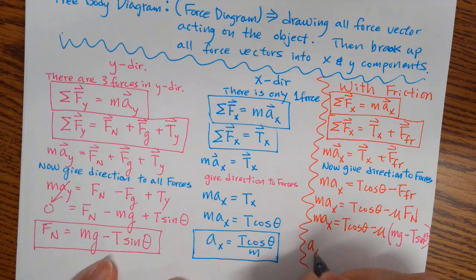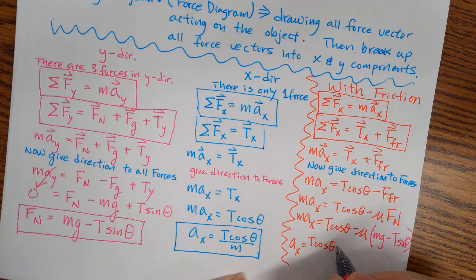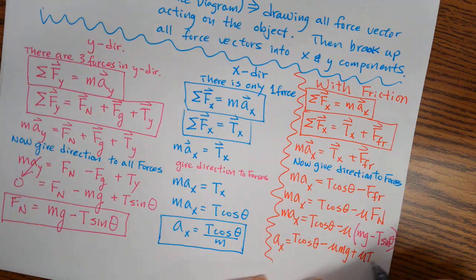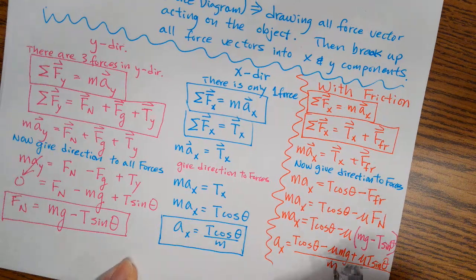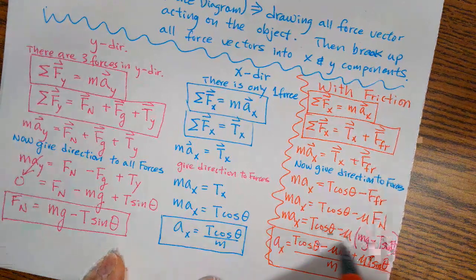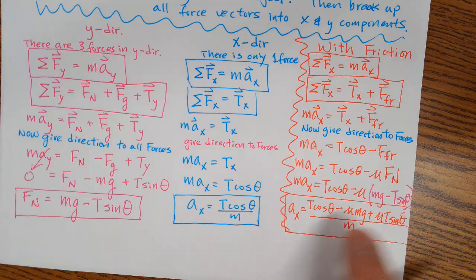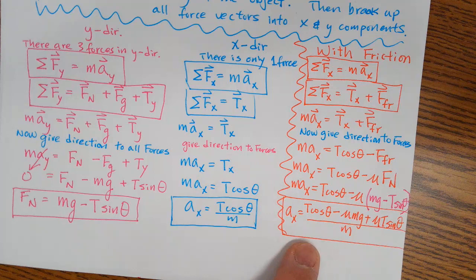So my acceleration in the x is equal to T cosine theta, right, minus mu mg plus mu T sine theta, whole thing over m. Again, don't try to memorize this. You should be able to derive this equation depending on what's given to you in the problem. These all have to be derived. Don't try to memorize it. You cannot memorize and use it on different problems.